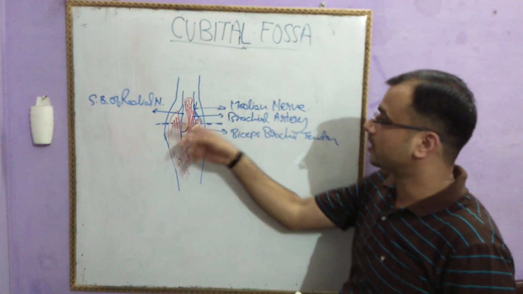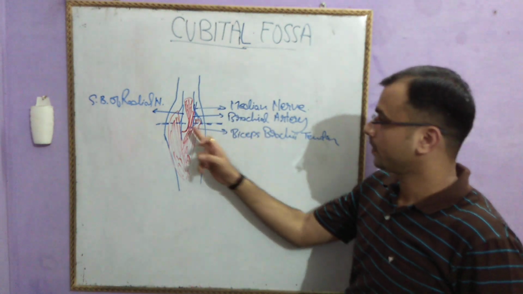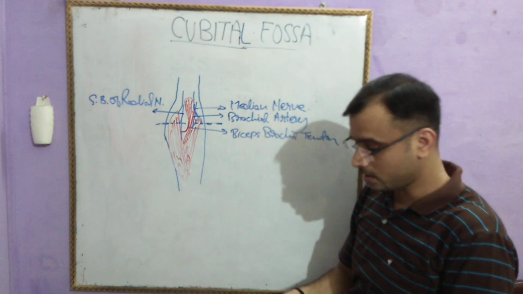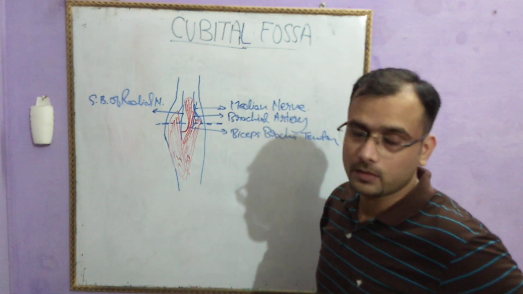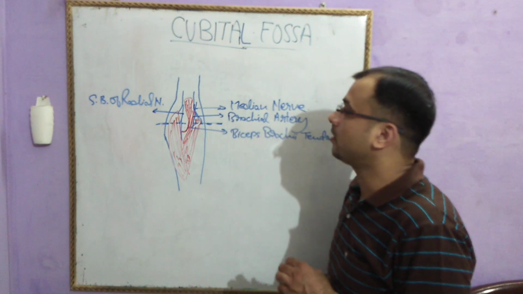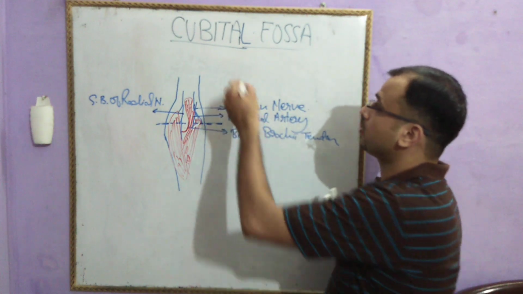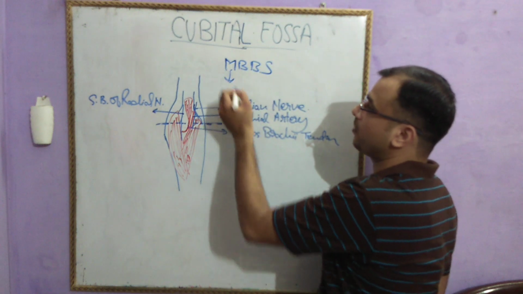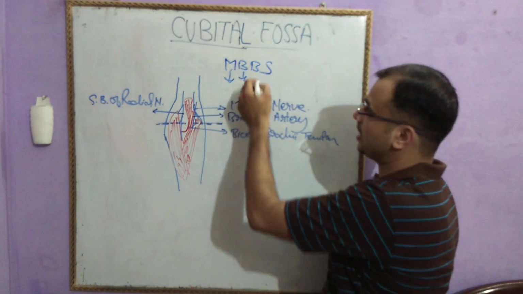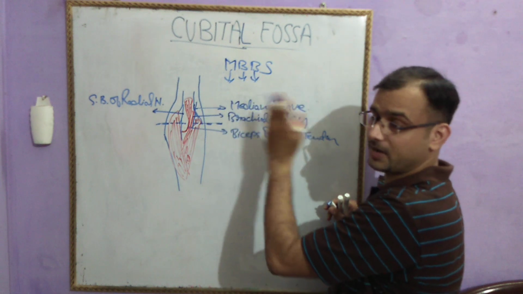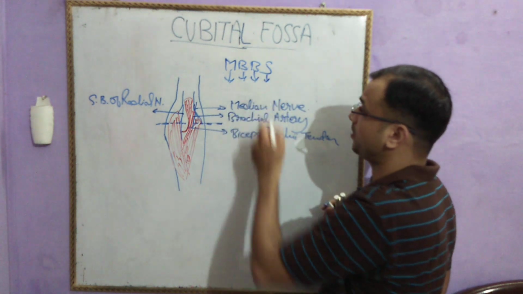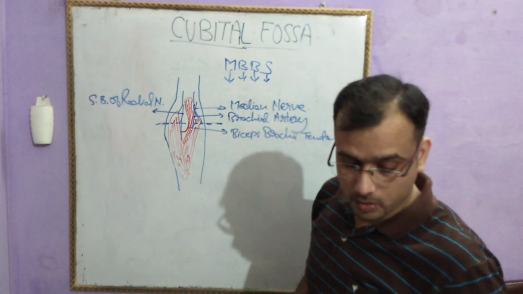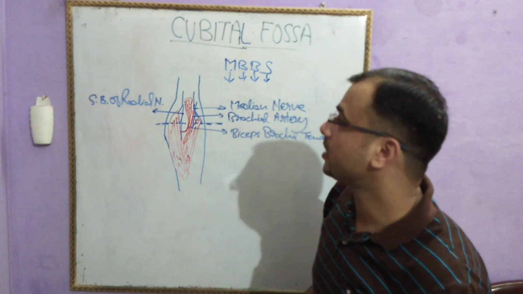If we go from medial to lateral, this is the median nerve, brachial artery, tendon of biceps brachii muscle, and superficial branch of the radial nerve. We can remember all these contents by a simple mnemonic, MBBS. M for median nerve, B for brachial artery, B for tendon of biceps brachii, and S for superficial branch of the radial nerve. So this is all about the anatomy of the cubital fossa.